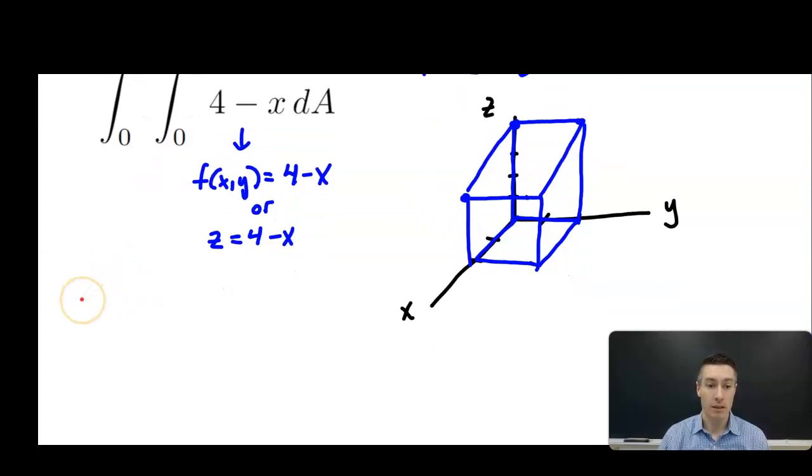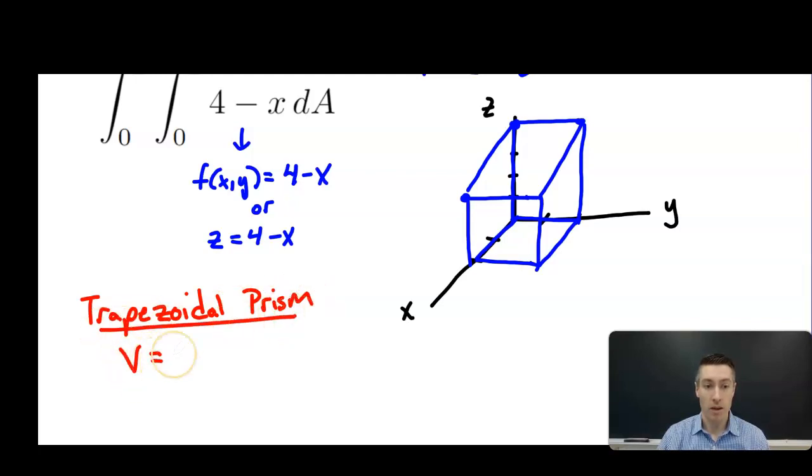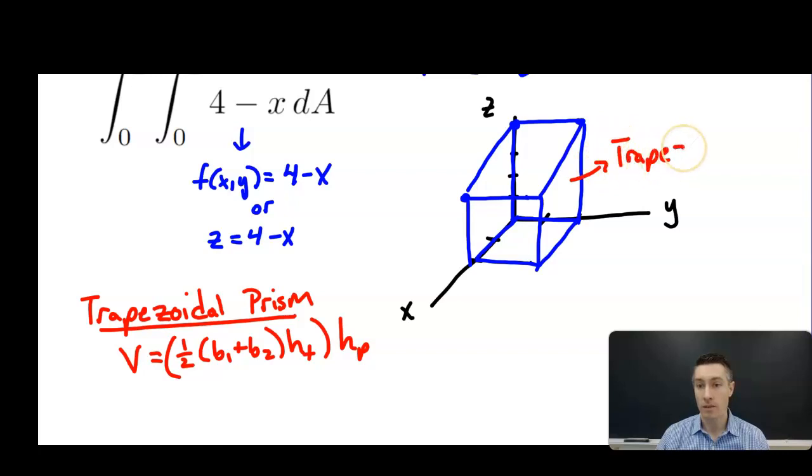So we're going to treat this as a trapezoidal prism, which volume then is equal to 1/2 base 1 plus base 2 times the height of the trapezoid, and then times the height of the prism. Okay, so let's start with the trapezoid. So this is our trapezoid face.